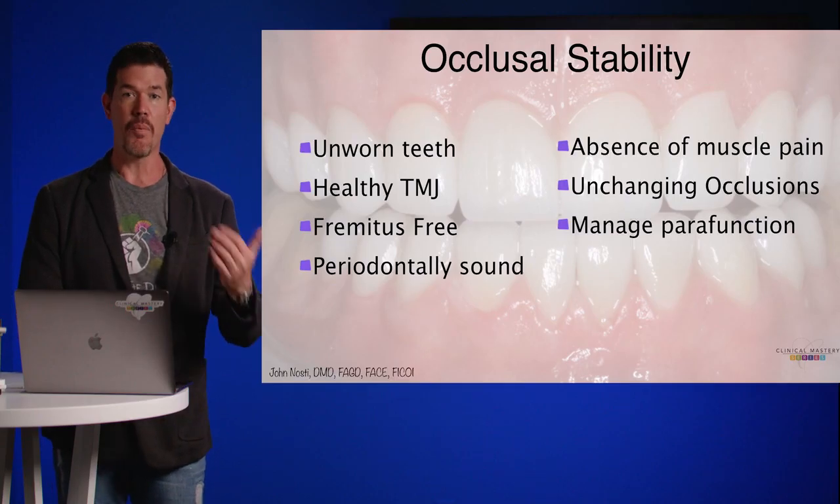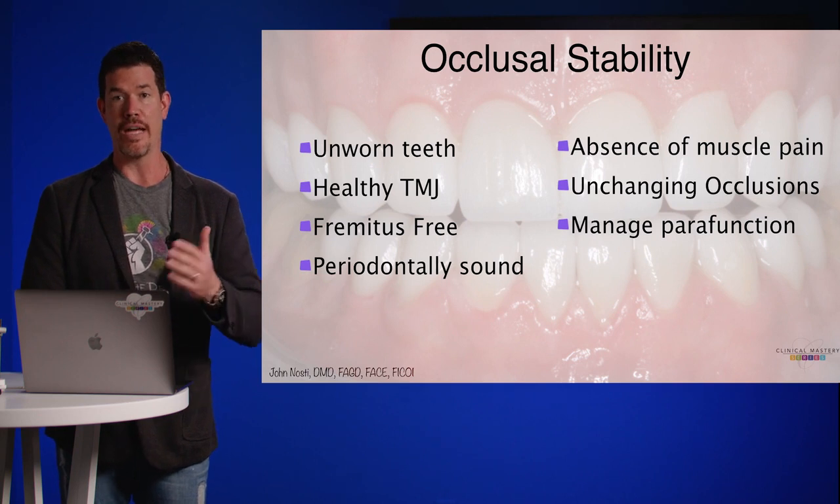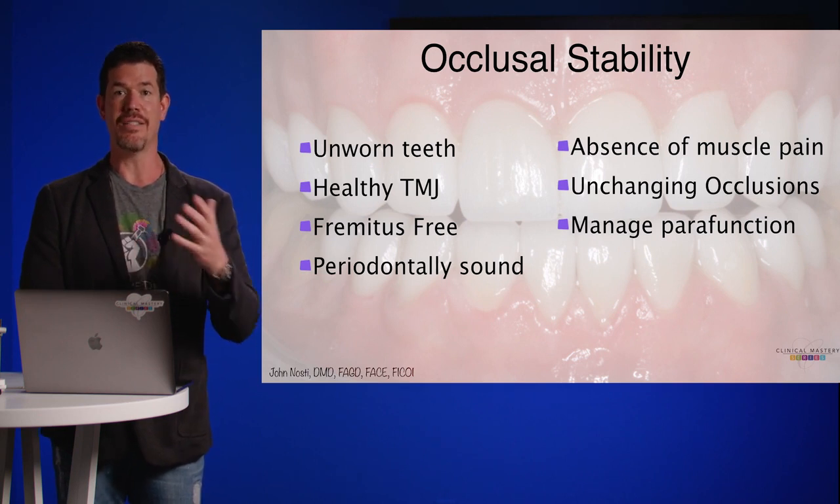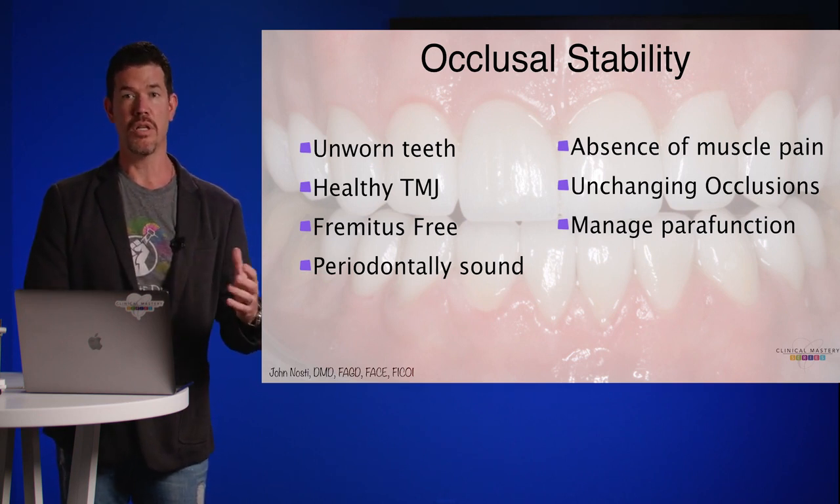What's my second determinant of occlusal stability, or my second requirement? I want to have a healthy jaw joint. I just explained to you, having a disc that changes position, a disc that's out of position, having any change in the temporomandibular joint can result in a change in the occlusion. It could mean that we're not stable. So I want to have a healthy jaw joint. That's my second requirement for occlusal stability.